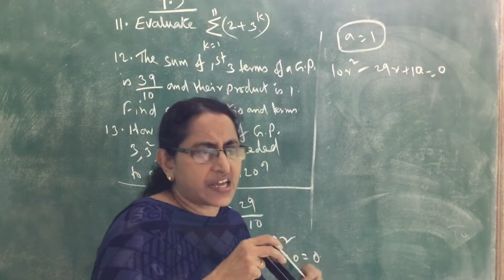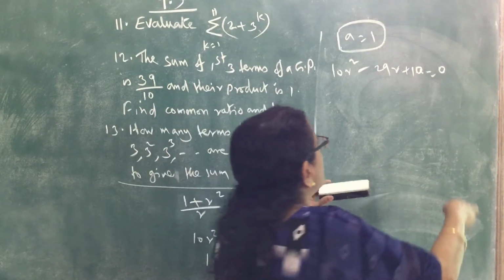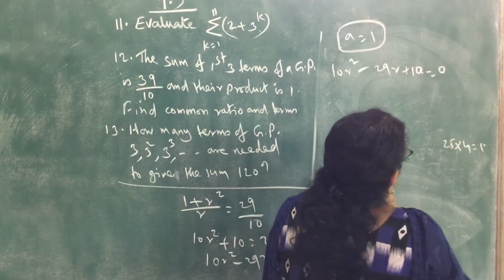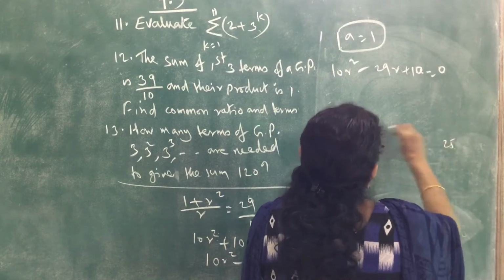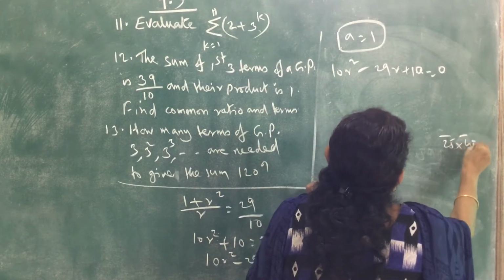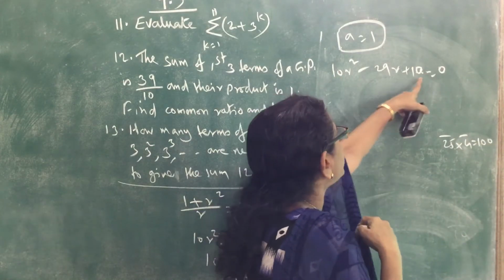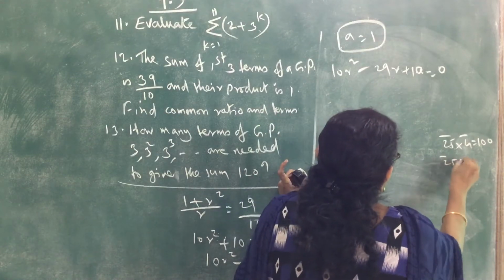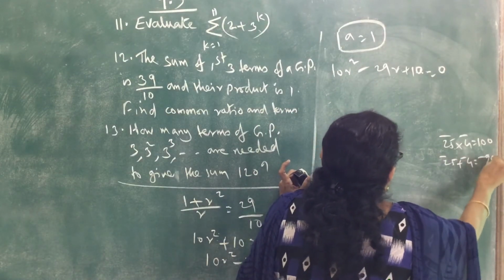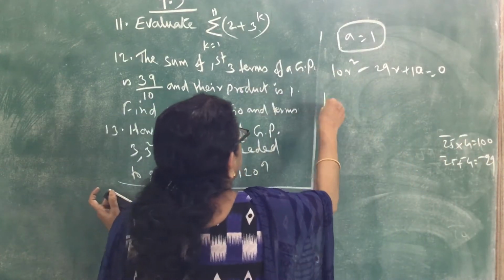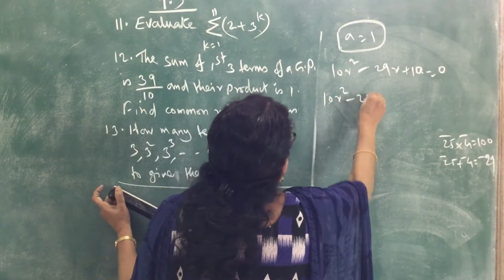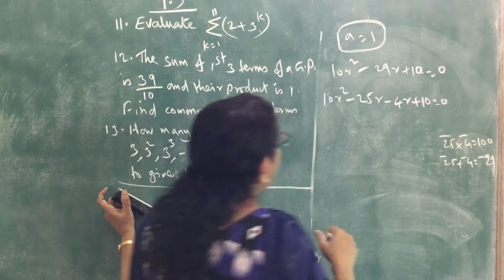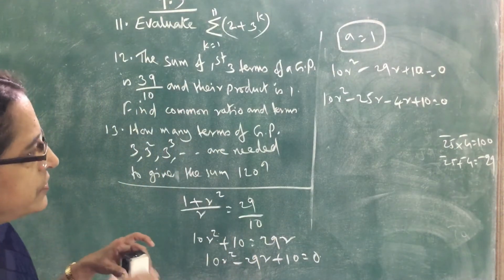So here we can factorize. 10 into 10 is 100, and 25 into 4 is 100, and 25 plus 4 is 29. So we can write minus 25 into minus 4 equal to positive 100, and minus 25 plus minus 4 is minus 29. Split the middle term: 10r square minus 25r minus 4r plus 10 equal to 0.